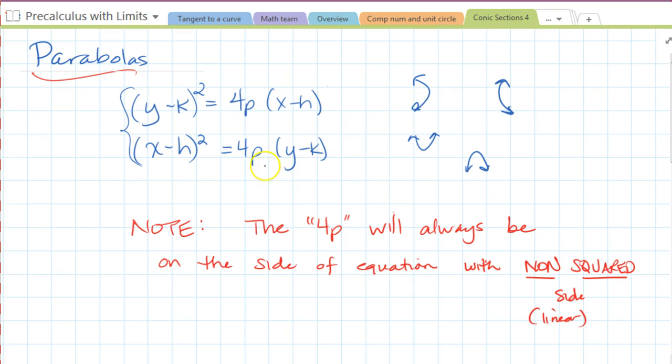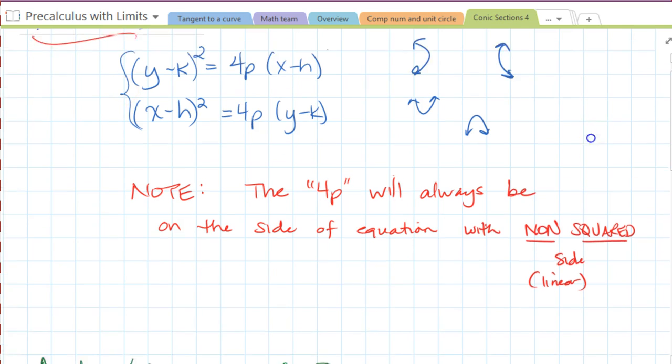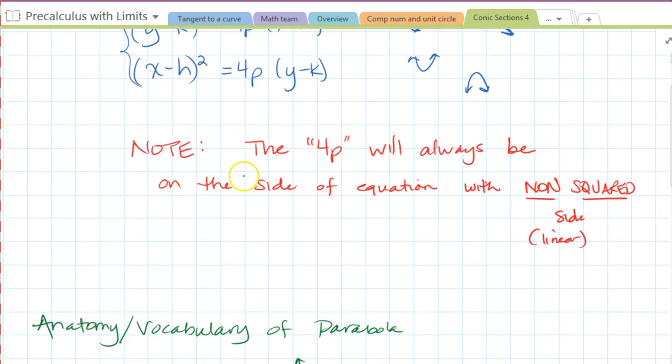And I don't mind if you mix these two sides up, as long as you make sure that this coefficient, the 4p, never goes on the side with the square. This is an important part of that, because if you do, it's not 4p anymore, it's 1/4. So make this note: the 4p will always be on the side of the equation with a non-squared side.